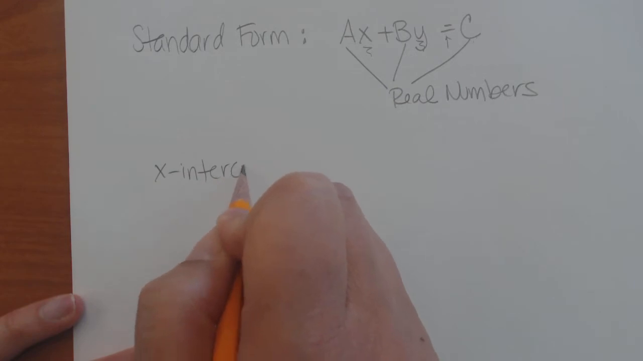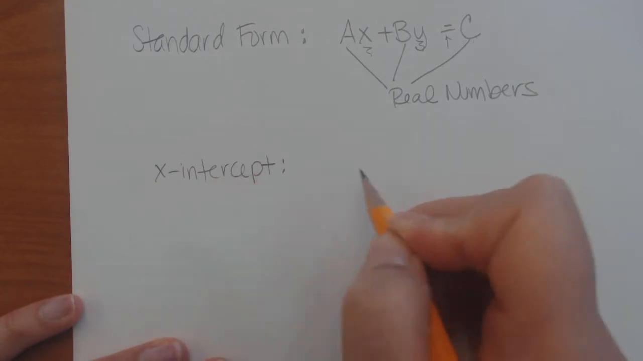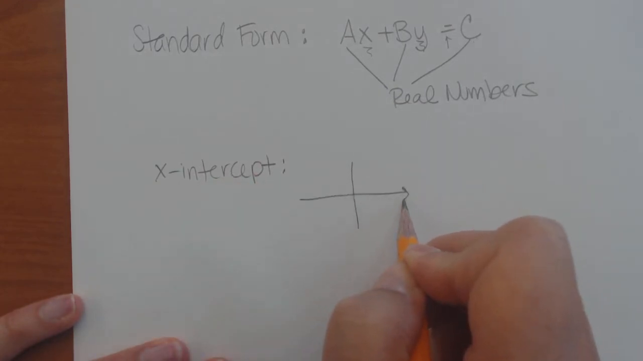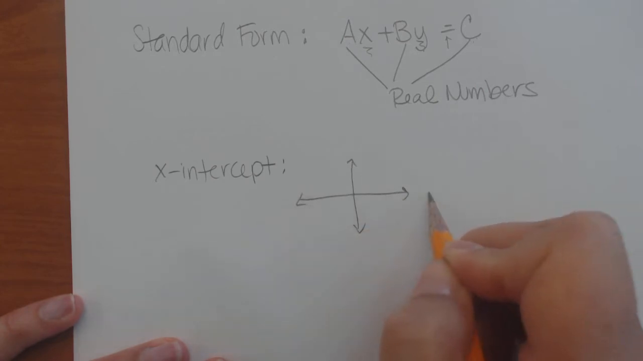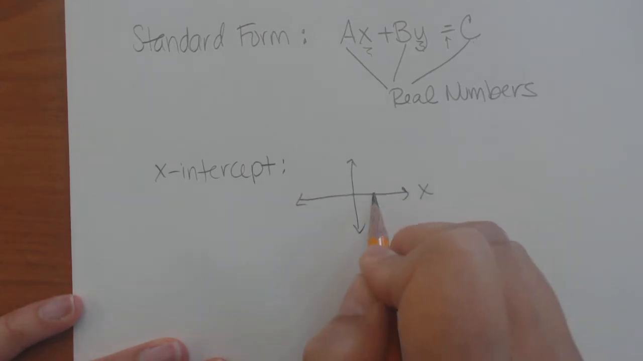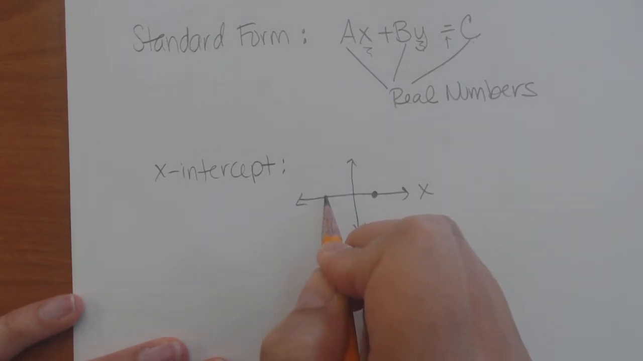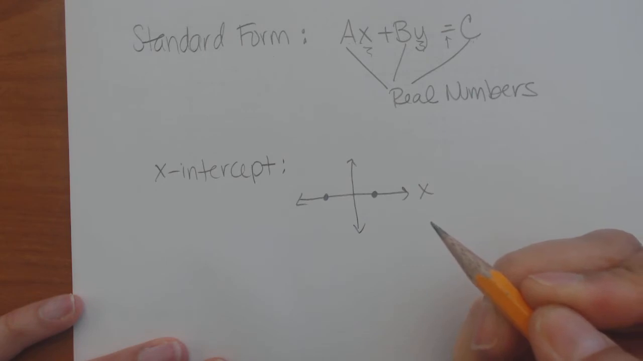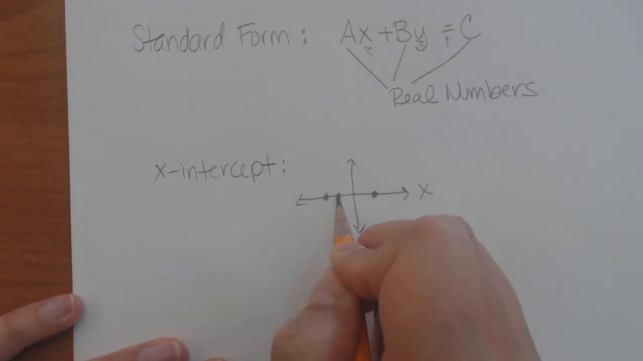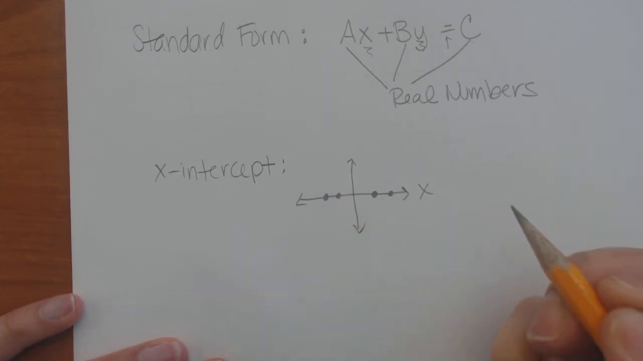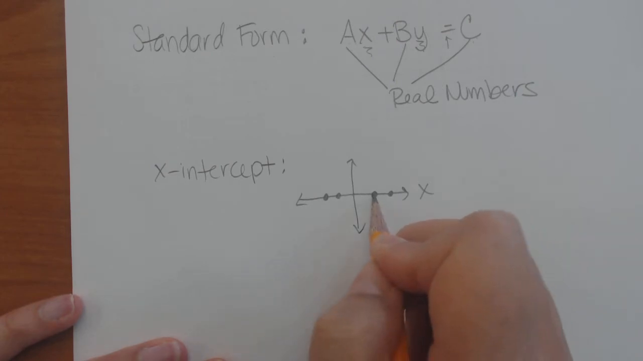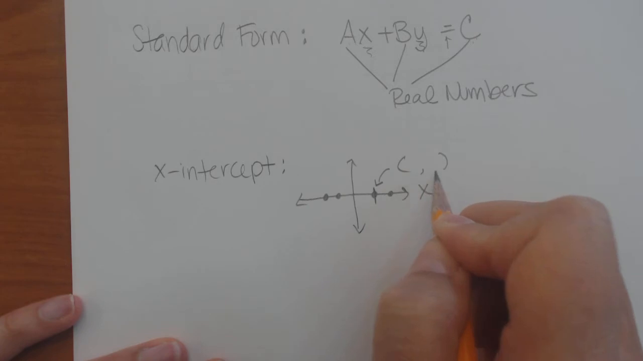An x-intercept is where a graph intercepts the x-axis. So that's where it crosses the x-axis. So it might cross the x-axis here. That would be an x-intercept. It might cross the x-axis here. So anywhere it crosses the x-axis, that is an intercept. The point here, let's say we have this one.